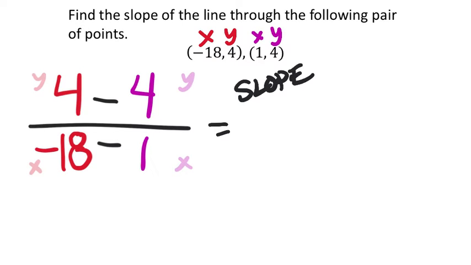Now, sometimes students have a problem with this one because of what you'll see on the calculator, okay? So, n over d, 4 minus 4, that's my numerator. I go down to my denominator, negative 18 minus 1. Enter, and the calculator says, hey, this slope right here is 0. Now, some students say, well, that means it does not exist. No, that's not what it means. If it did not exist, it'd say divide by 0 error, just like the last one did.